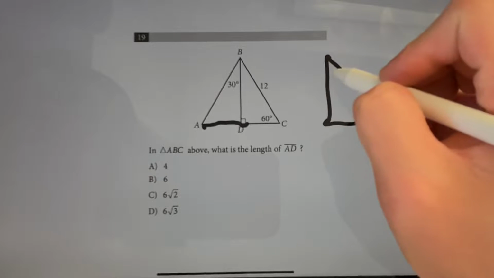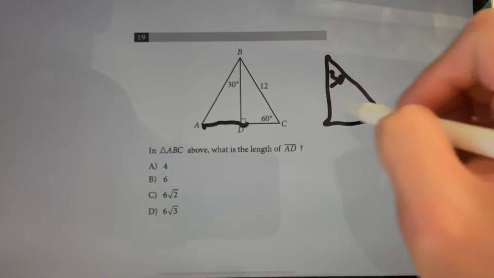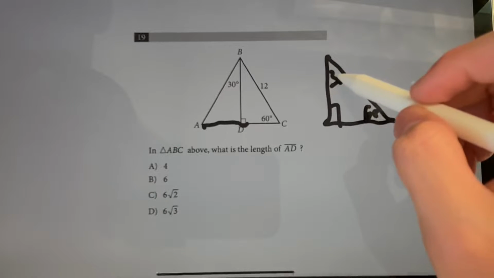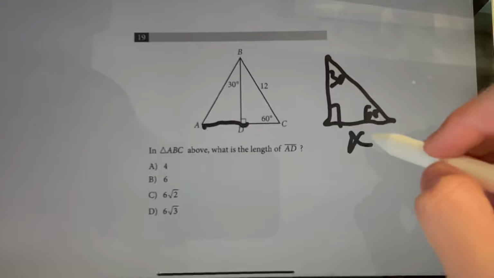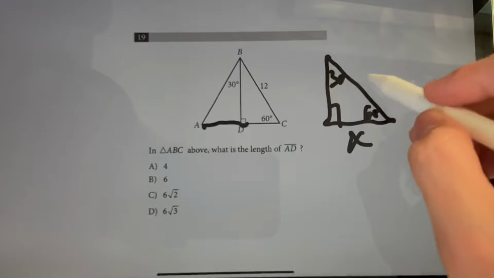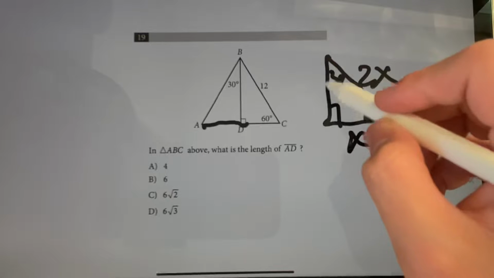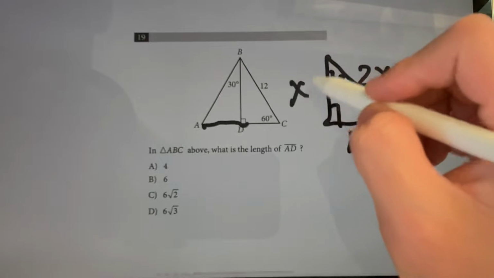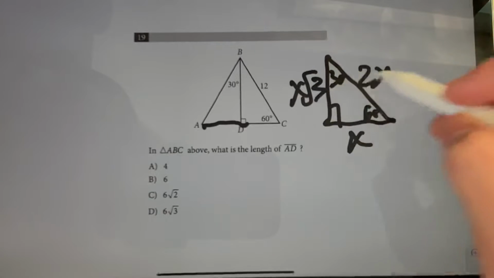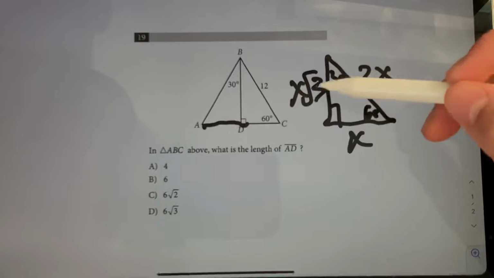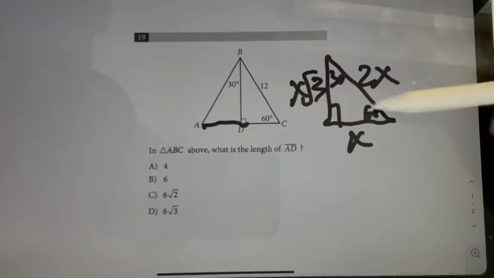Let's just say this is 30, this is 60, this is 90. So the side opposite of the angle 30, I'll call x. That means that the hypotenuse has to be double x, so it has to be 2x, and the side opposite of 60 has to be x root 3. This is the rule when it comes to a 30, 60, 90 triangle, and their specific angle measures as well as that relationship to the side measures.